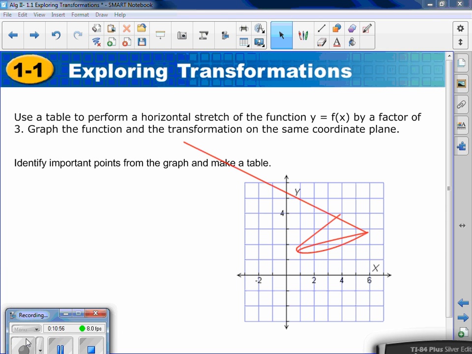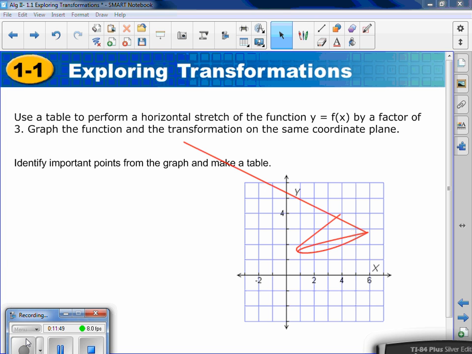We're going to use a table to perform a horizontal stretch of the function y equals f of x by a factor of 3. We're going to take this graph here, the little scribble, and give it a transformation of a horizontal stretch. What is the horizontal stretch going to do to this graph? Horizontal stretch means left and right, you're going to pull it across. So think of a rubber band. If you pull a rubber band horizontally, what happens? It gets wider, but something else also happens. It stretches here, but what about vertically? So we're going to see what happens.